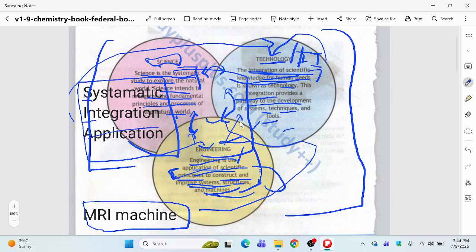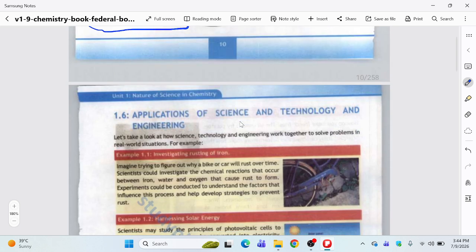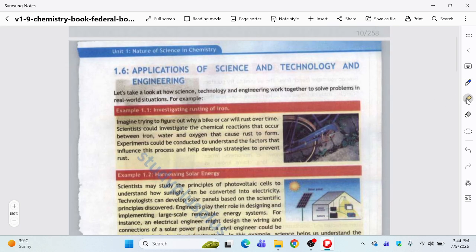Which type of design we should create, the 3D model. It is created in technology only. Now going forward, we can see over here the applications of science, technology, and engineering. So this also is such that rusting of iron. Over here we can see in the picture rusting of iron.